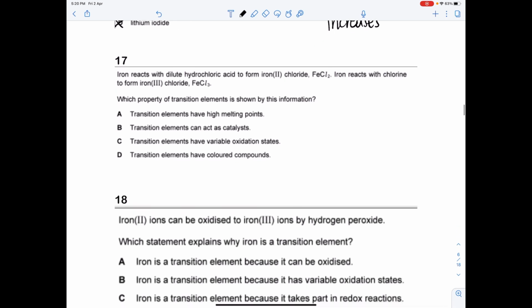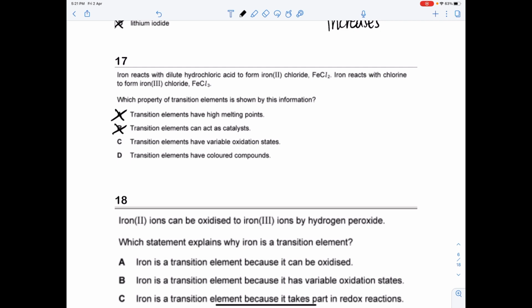17. Iron reacts with dilute hydrochloric acid to form iron 2 chloride, and iron reacts with chlorine to form iron 3 chloride. Which property of the transition element is being shown? Is it that it has high melting points? Well, no, they do, but it's not being shown here. Transition elements can act as catalysts. Again, not being shown here. It's true, but they're not being shown here.